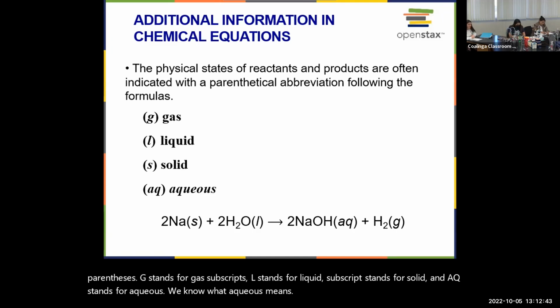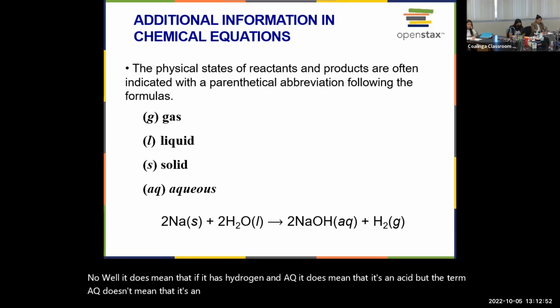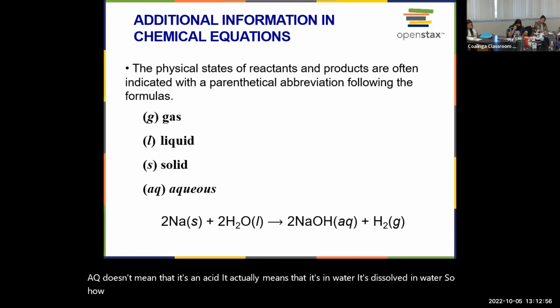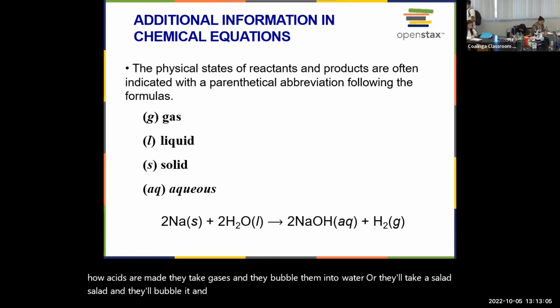Well, if it has hydrogen and AQ, it does mean that it's an acid. But the term AQ doesn't mean that it's an acid. It actually means that it's in water. It's dissolved in water. So how acids are made, they take gases and they bubble them into water, or they'll take a solid and bubble it into water, right?